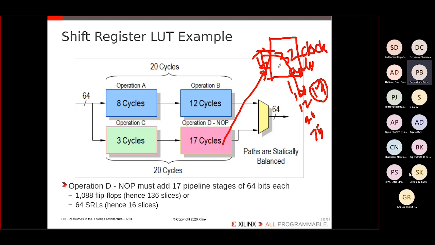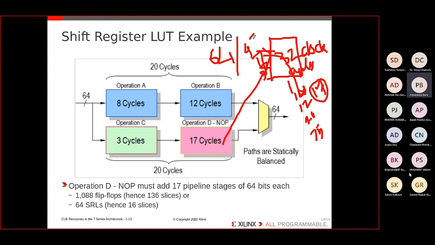So for 1 bit, we need only 1 LUT. For 64-bit, how many LUTs are required? We need 64 LUTs. And in how many slices will it be spread across? This is 64 divided by 4, because in one slice we have 4 LUTs. So it is 16. So in 16 slices, the same operation can be done.